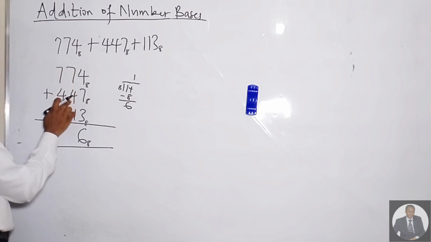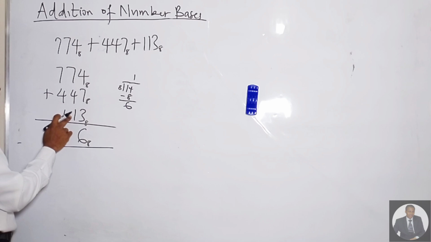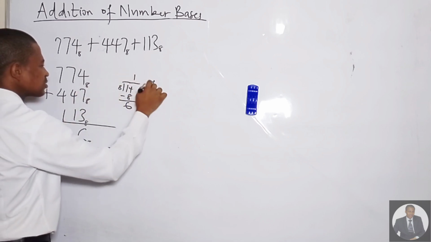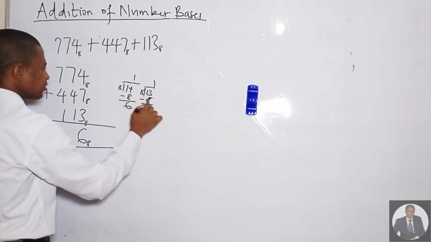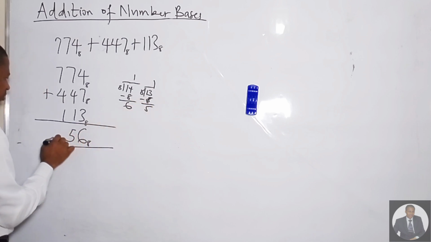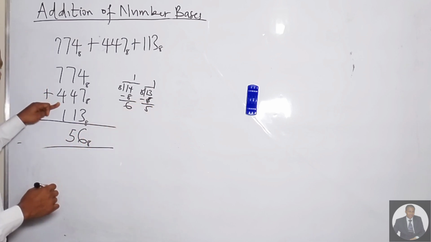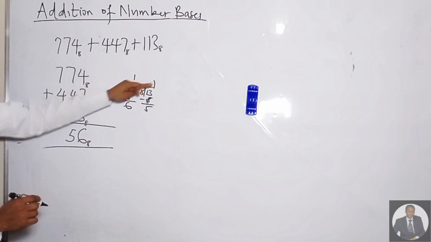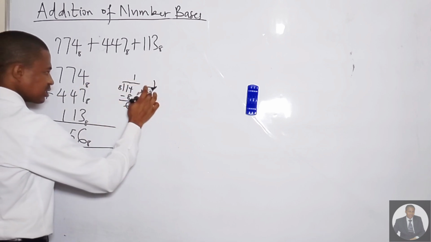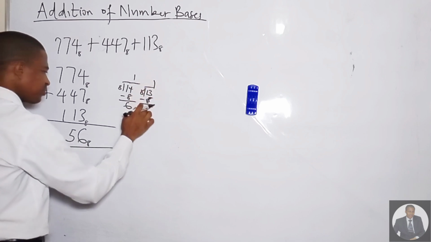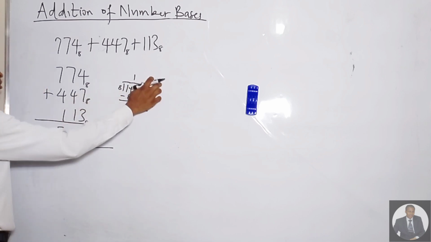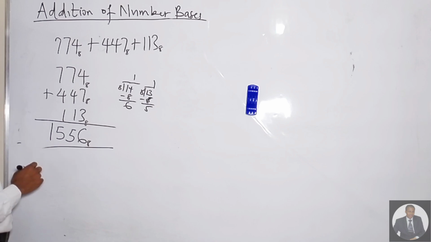7 plus 4, 11 plus 1, 12. 12 plus 1, 13. So we say 13. How many 8 is in 13? 1. What remains? 5. So we write 5. 7 plus 4, 11 plus 1, 12 plus this one, 13. So how many 8 is in 13? 1. Remain 5. So write 5 again. We'll write what remains, then the coefficient last.